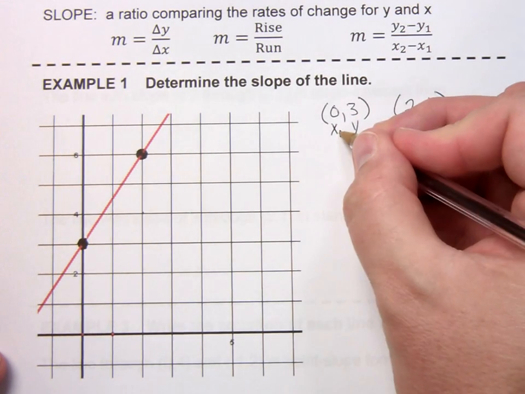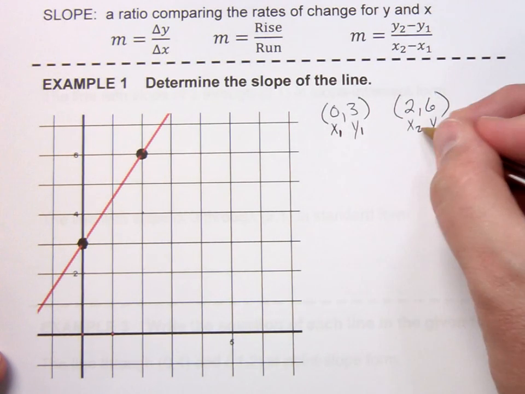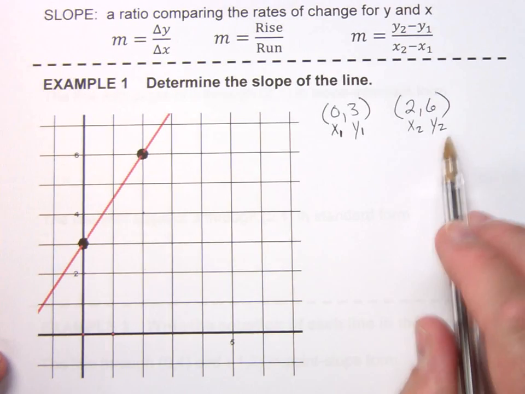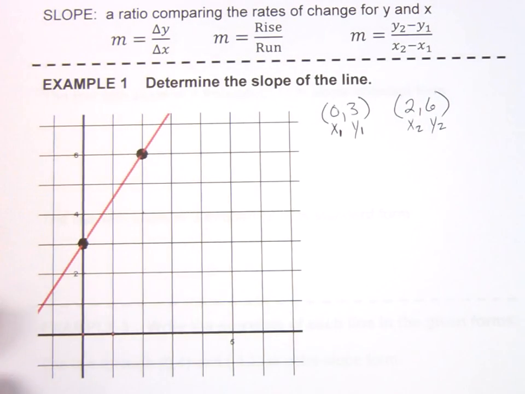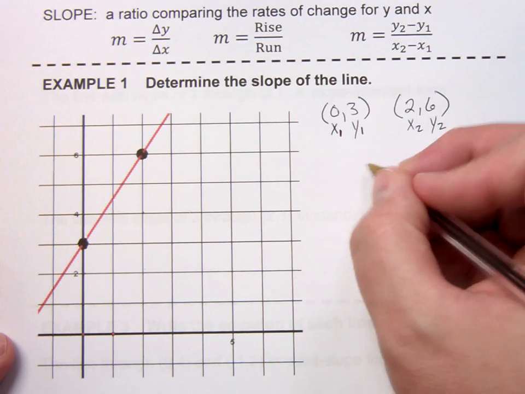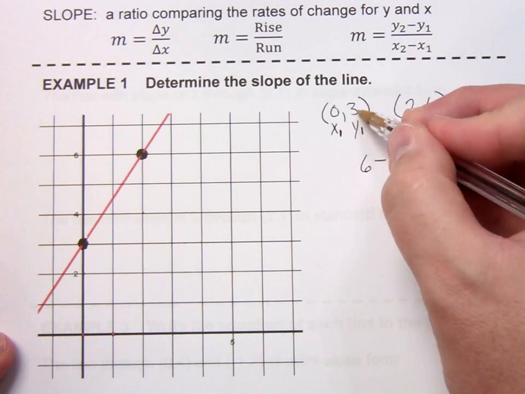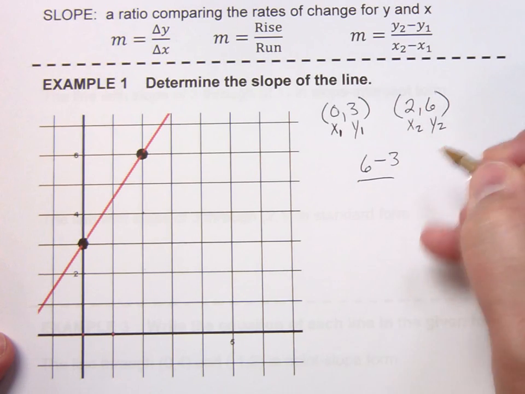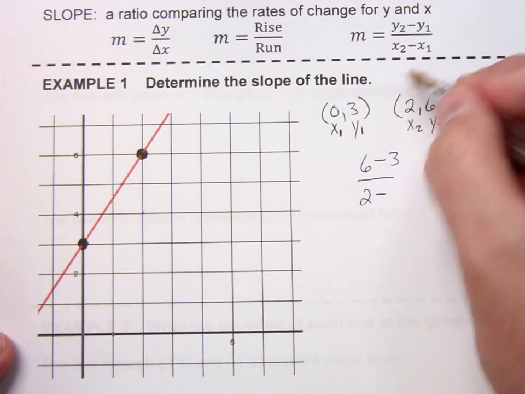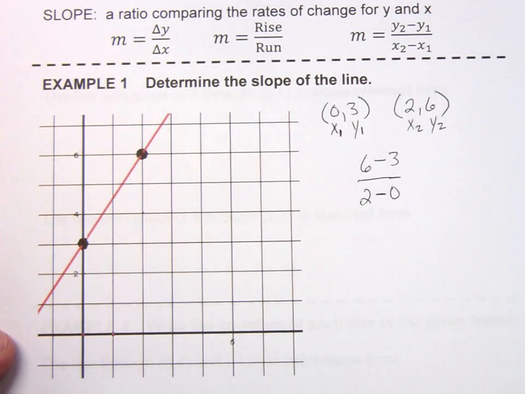And then whichever one you decide is going to be x1, we're going to call this y1. Whichever one is x2 should have the y2 with it. So the 1s are from the same point and the 2s are from the same point. And then we're just going to substitute it into the formula. So I want y2, which is 6, minus y1, which is 3, and then x2, which is 2, minus x1, which is 0. So I've got all these numbers substituted into the formula.